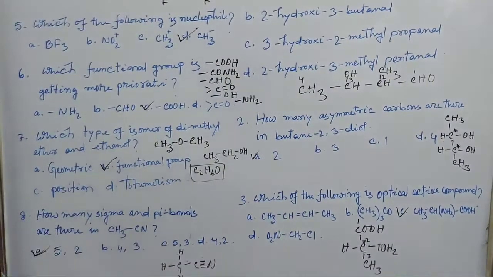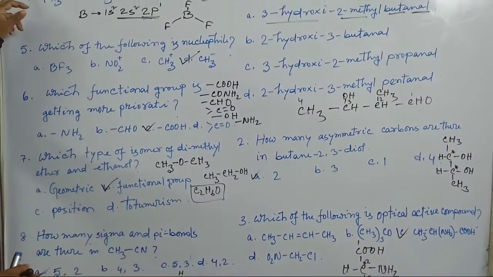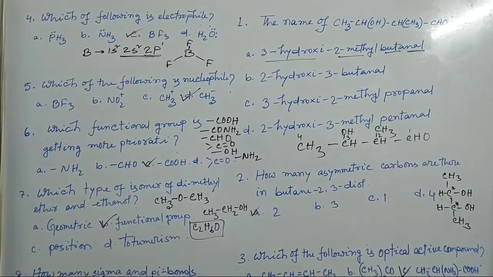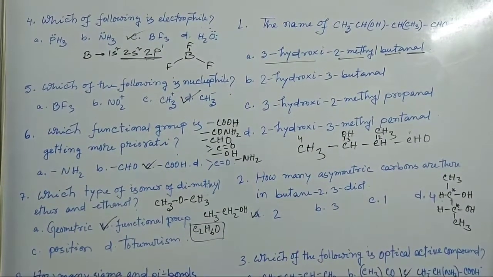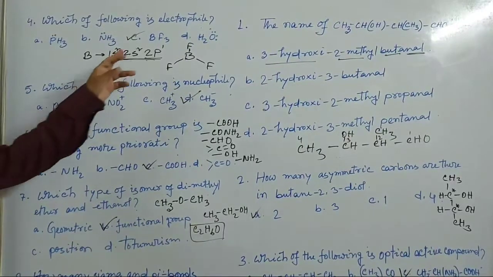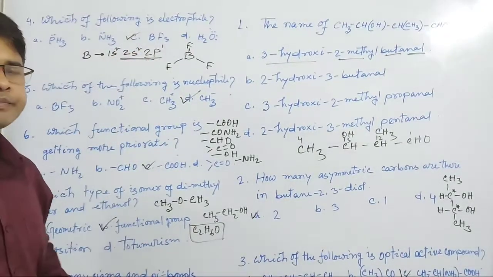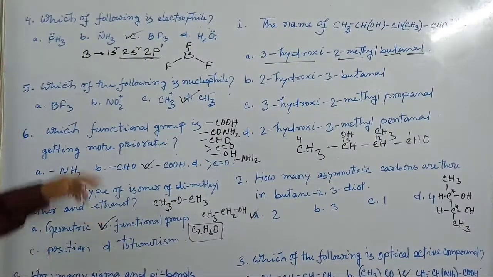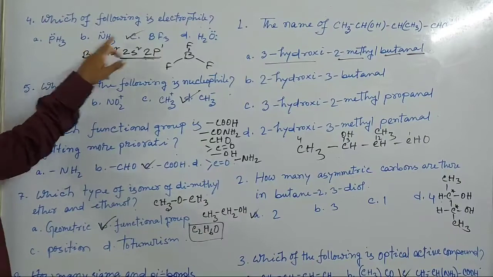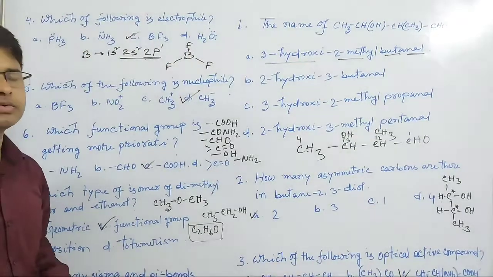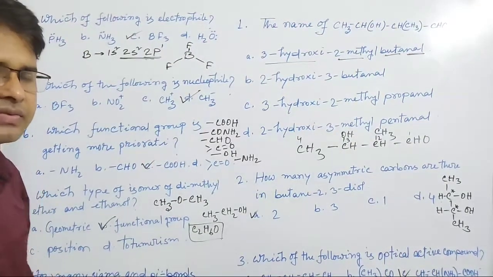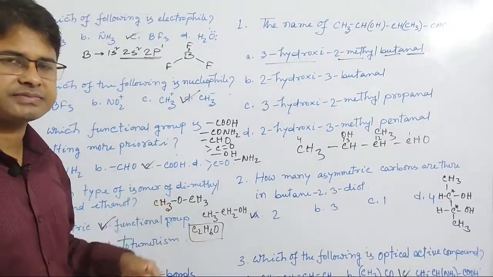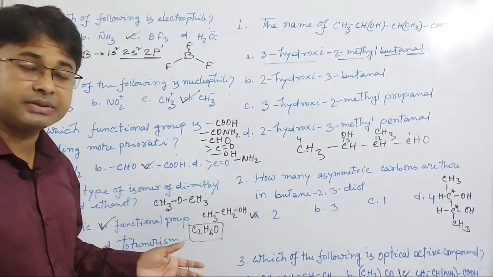Then question number 4. Which of the following is an electrophile? Dear students, electrophile means the chemical substances which love electrons are known as electrophiles. Here, phosphine, ammonia and water molecules contain lone pair electrons. That's why, of course, they have no tendency to accept electrons. I mean, they don't love electrons.